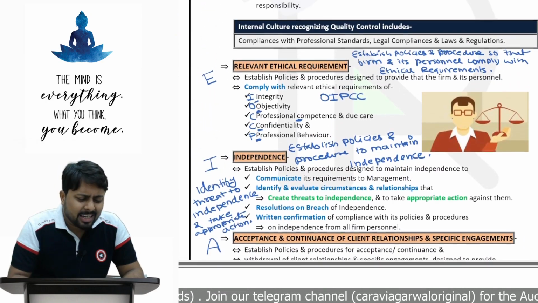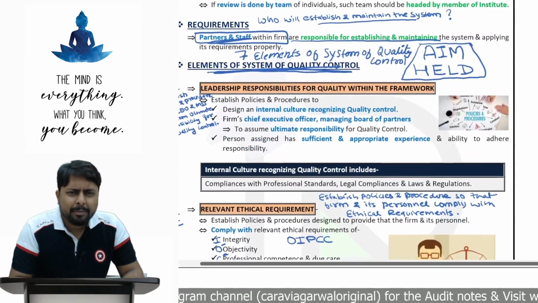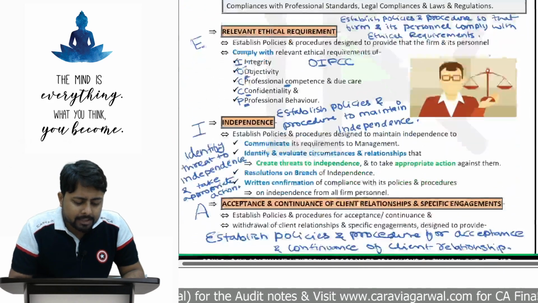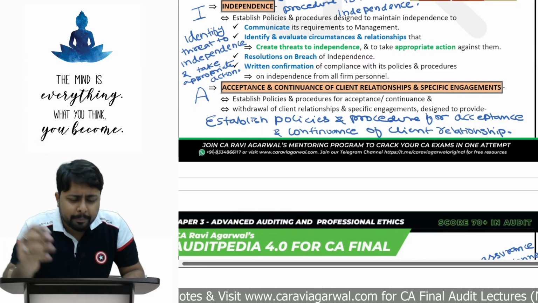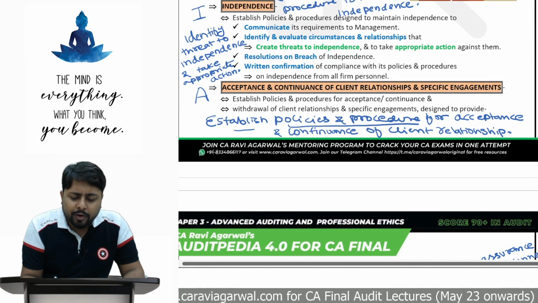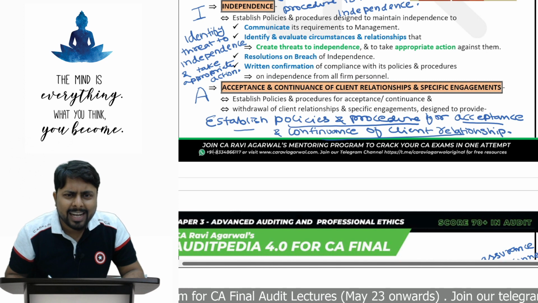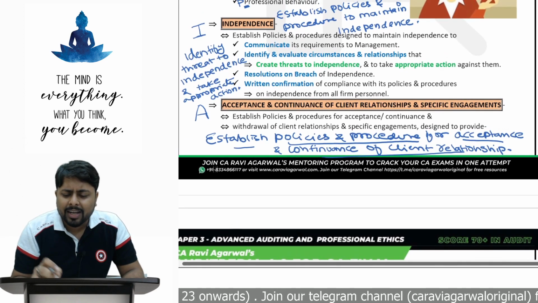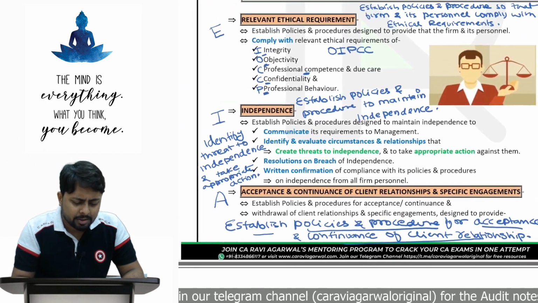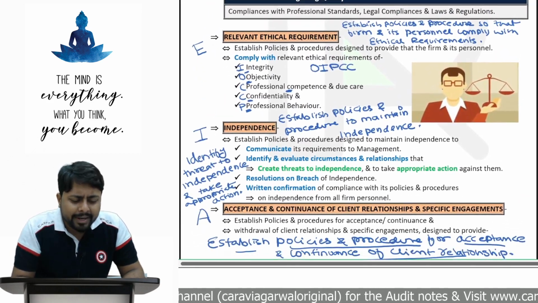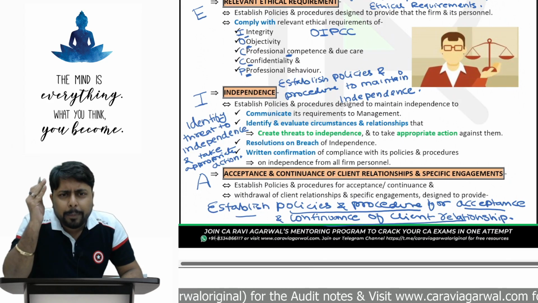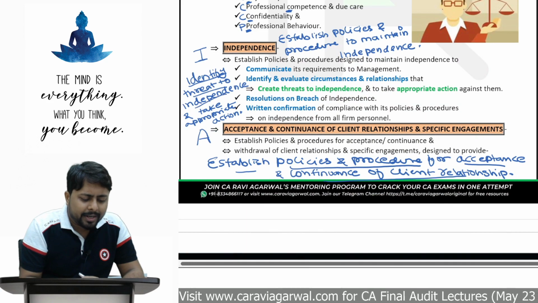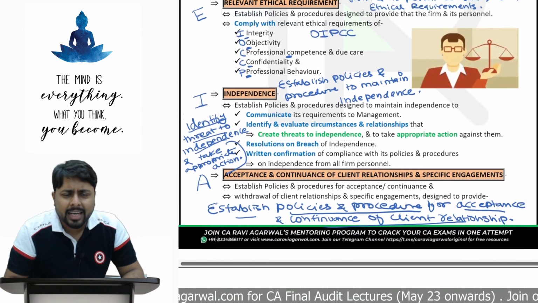Right, guys, so let's learn this topic in detail. AIM HELD has 7 elements of system of quality control. A is acceptance and continuance of client relationship. Here you establish policy and procedure for acceptance and continuance of client relationship. I is independence. Establish policy and procedure to maintain independence, so that you can identify threats to independence and take appropriate action.